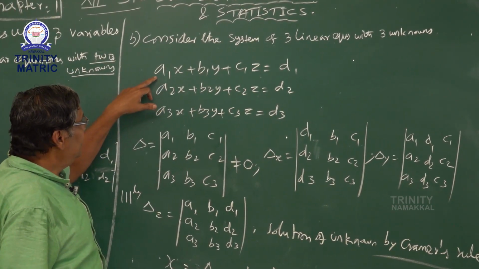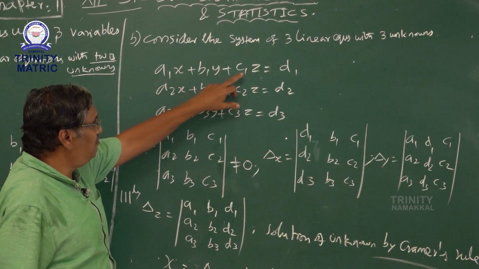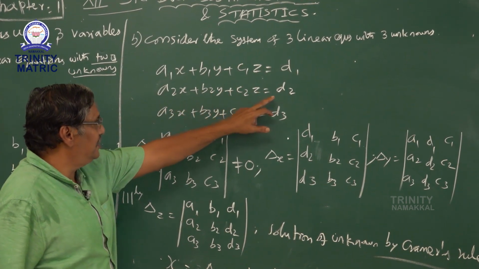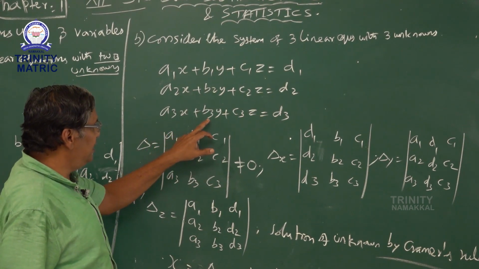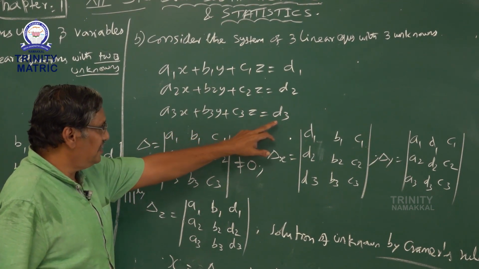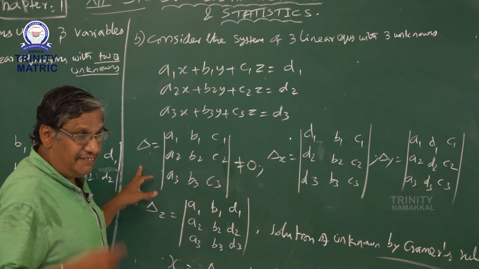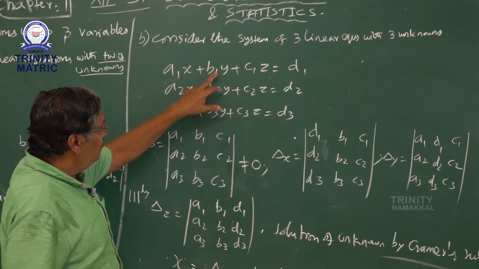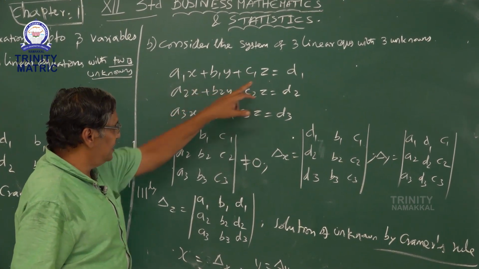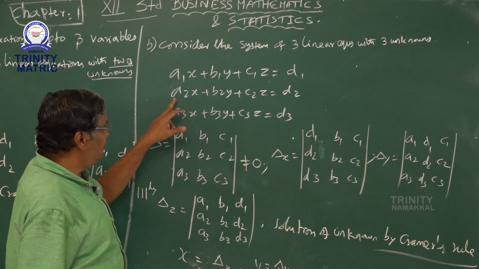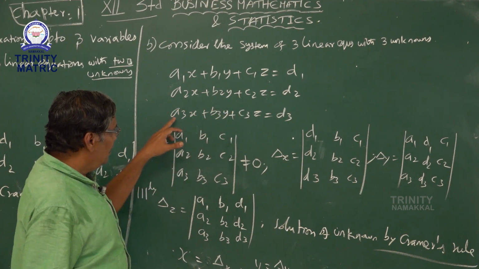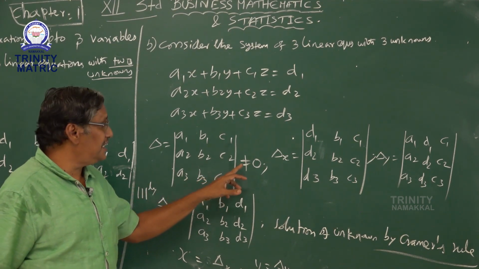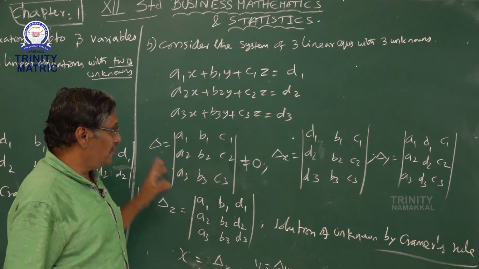What is the equation? a1x plus b1y plus c1z is equal to d1, a2x plus b2y plus c2z is equal to d2, a3x plus b3y plus c3z is equal to d3. We have to find the delta value here. You write the coefficients of x, y, z in the first row a1, b1, c1, second row a2, b2, c2, and third row a3, b3, c3. When the discriminant is not equal to 0, then Cramer's rule is applicable.